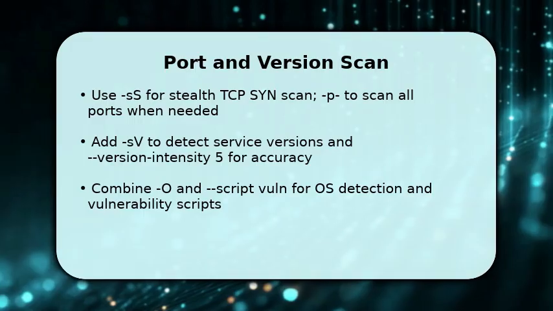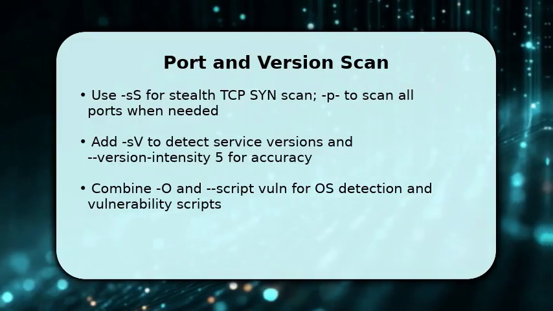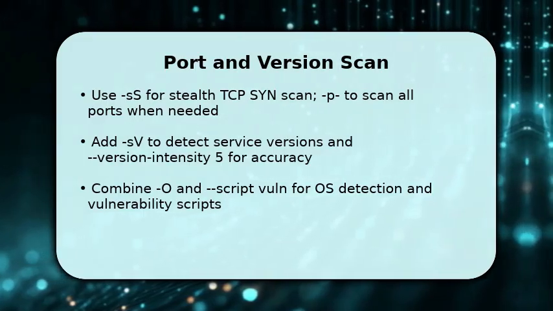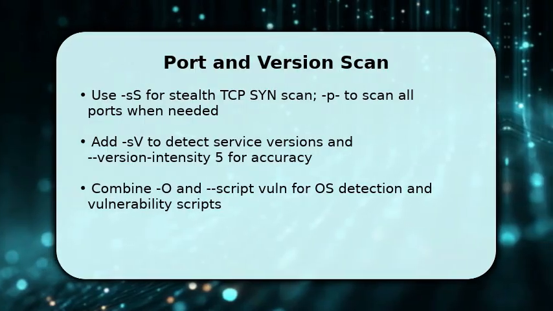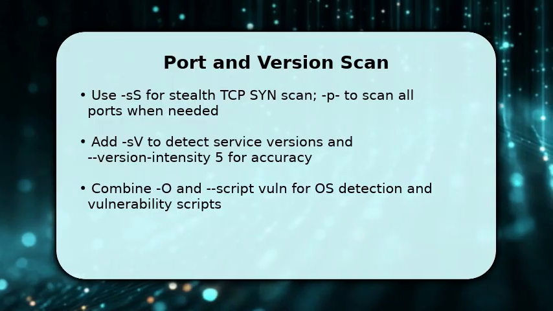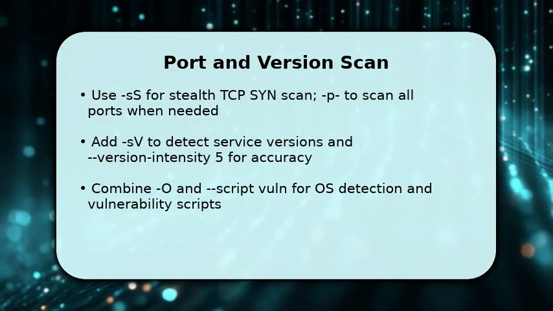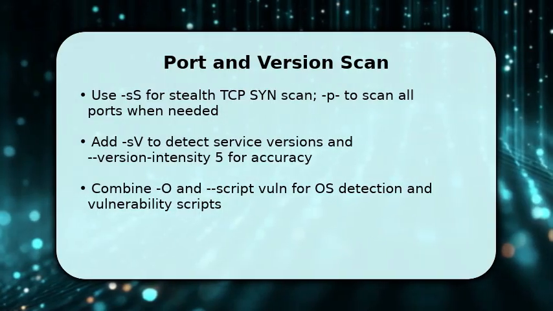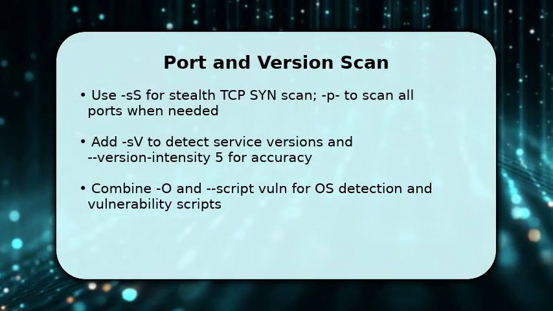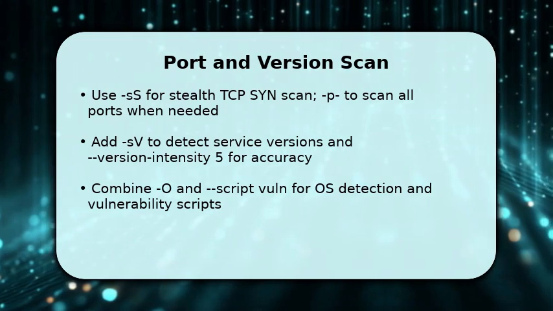Start with sudo nmap -sS -p- 192.168.1.10 to enumerate open ports quickly, then follow with sudo nmap -sV --version-intensity 5 against discovered ports to identify service versions. This tells you what software might be vulnerable. Make sure to add -O for OS fingerprinting when safe.